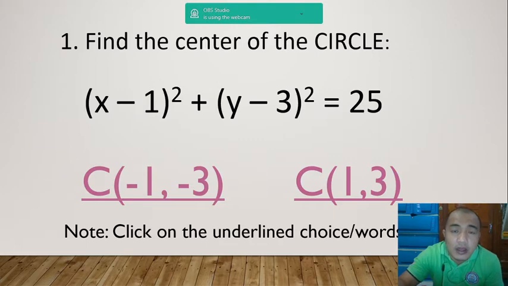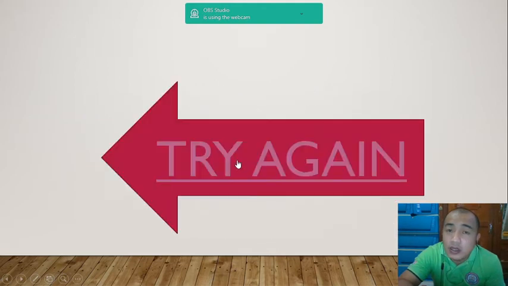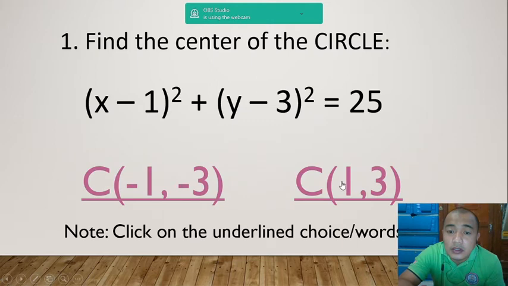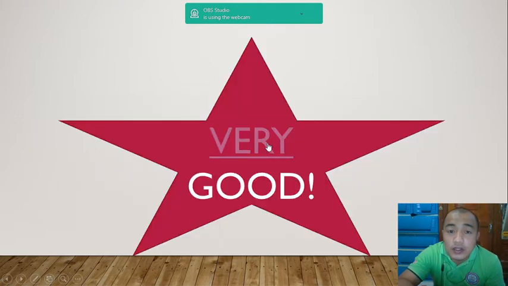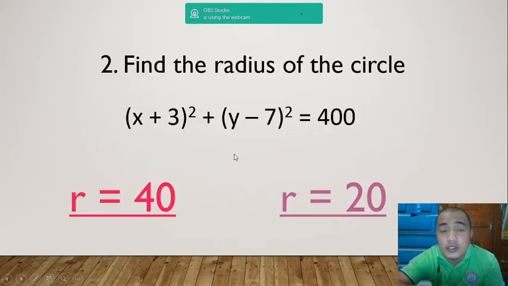So number one, find the center of the circle. Of course, you know what to do here. Click on the underlined choice or words. H is 1 and K is 3. So definitely this is the answer. Center is 1, 3. If your answer is negative 1, negative 3, then that's not the correct answer. It should be 1, 3, right? Proceed to the next item.